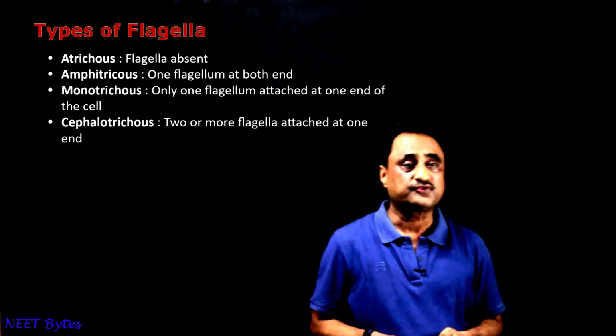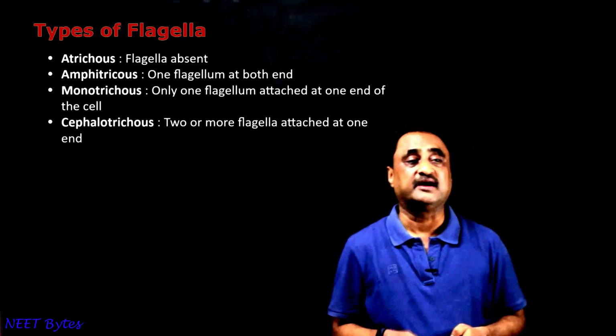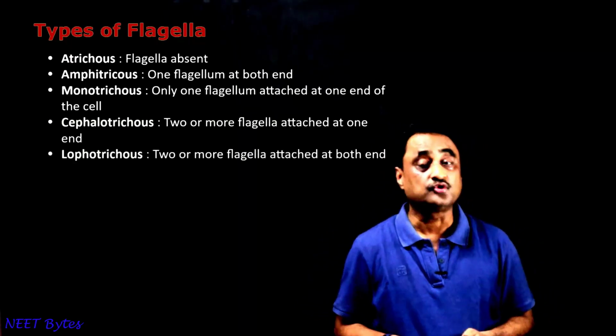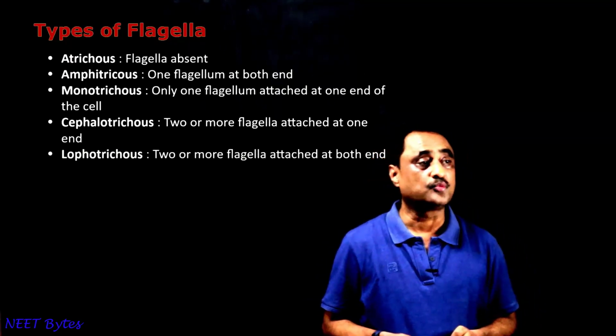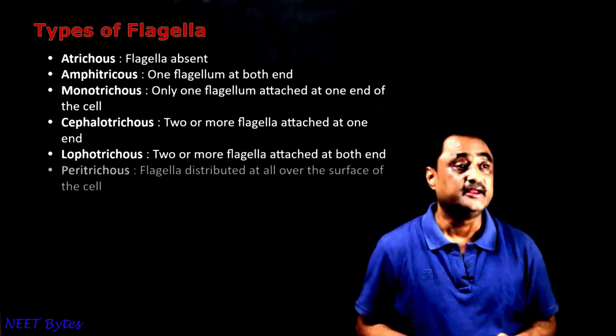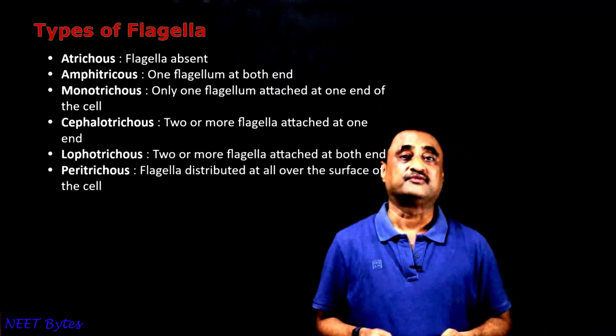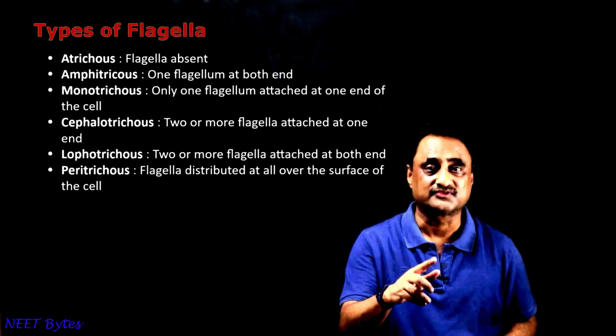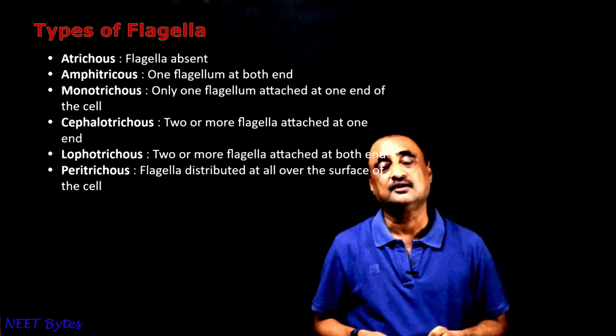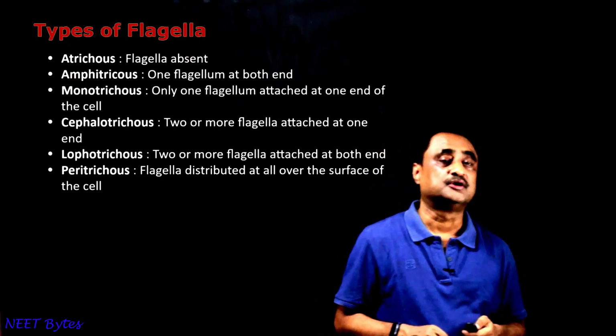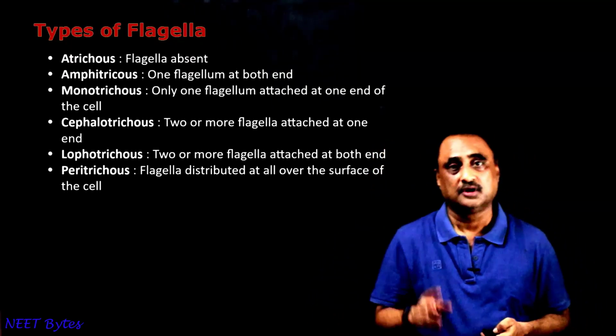It could be cephalotrichous when two or more flagella are attached at one end, right? It could be lophotrichous where two or more flagella are attached at both ends. It could be peritrichous when flagella are attached over the entire surface, right? So these are the types of flagella, entirely depending upon the position of flagella on a bacterium.